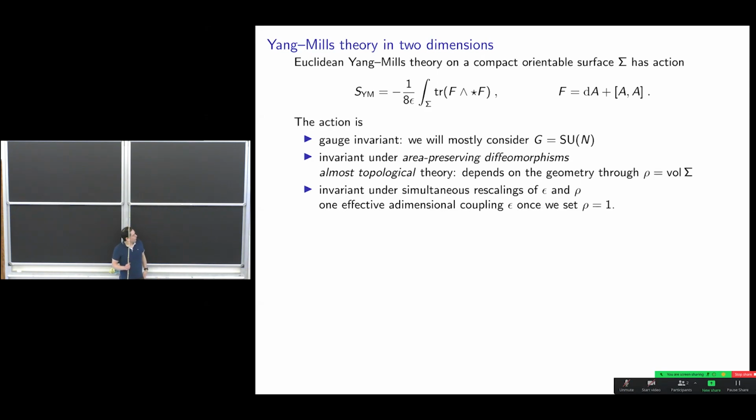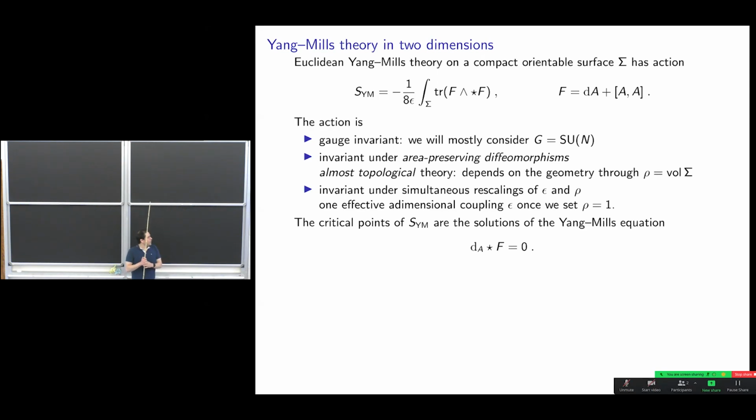And also, you would expect that you have 2 couplings. One is the gauge coupling epsilon, and one is this area rho, but they always appear together in the product, epsilon times rho. So you can just set rho to 1 and only deal with one adimensional coupling, which is epsilon. Well, epsilon is not adimensional, but if you multiply it together with rho, you get something adimensional.